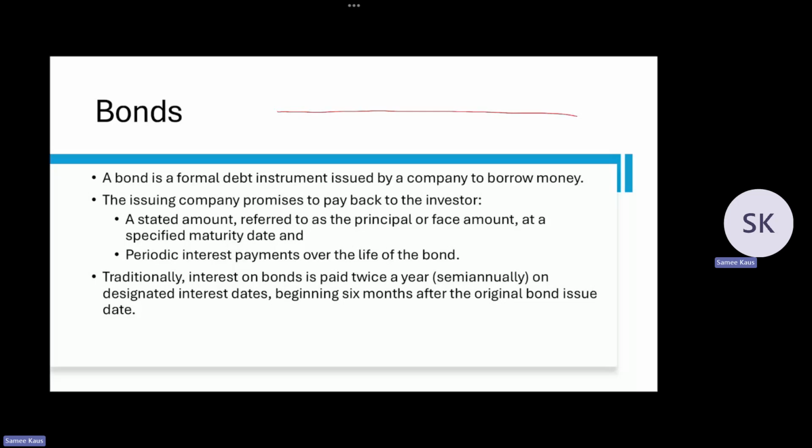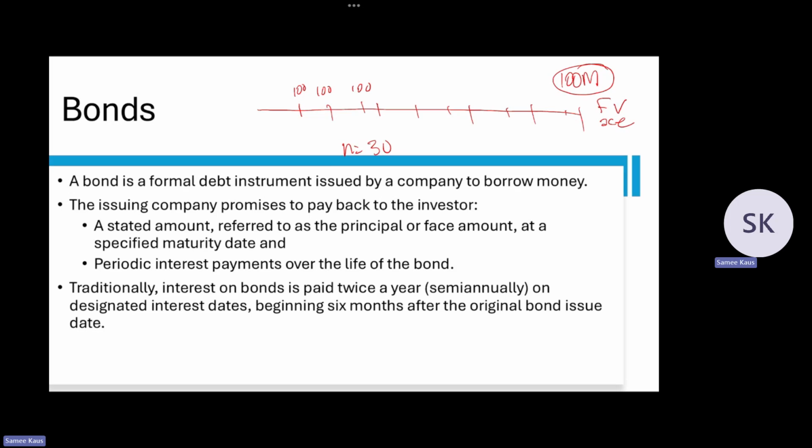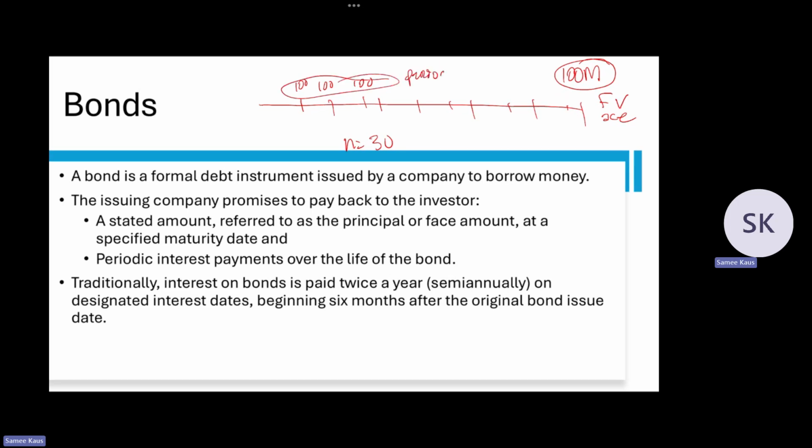So maybe you have N equals 30. You have a 30-year bond, right? So you have all of these different interest payments throughout the life of the bond. I'm going to pay $100 in interest all of these times, and then I'm also going to pay back the $100 million face value. We call this the face value. Maybe I'll specify face instead of future. Face value, and then you have these periodic interest payments.